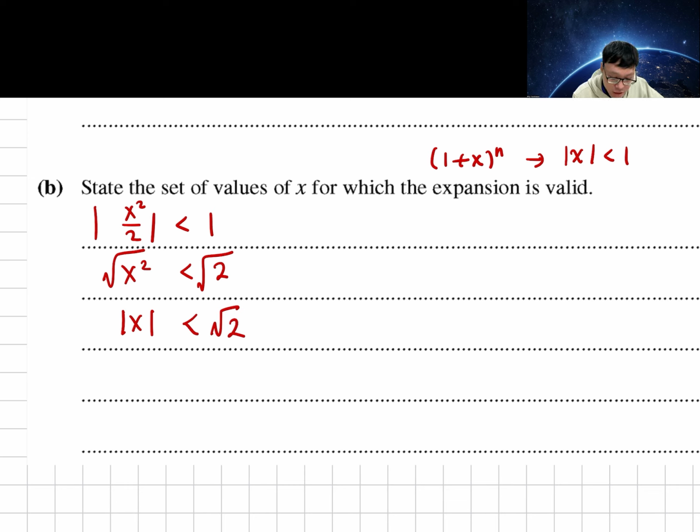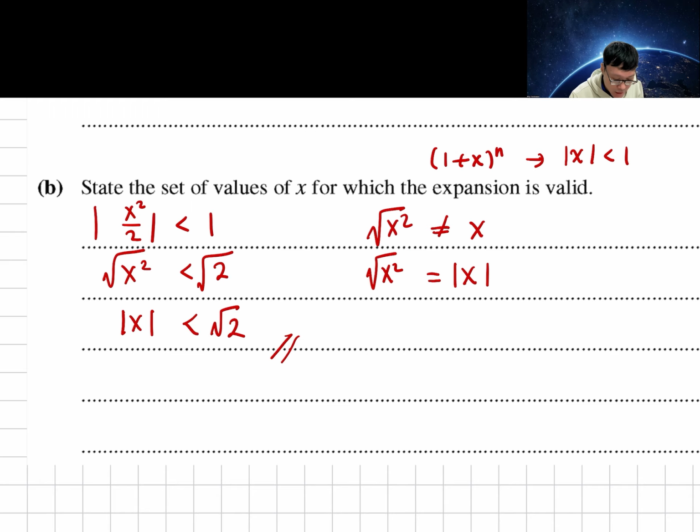Careful guys, square root of x squared is not equal to x. Because here, x can be plus, can be minus. But we know that the output of the principal square root is positive. So square root of x squared is equal to modulus of x, where x can be plus, can be minus, but the output of the square root is positive, so we have to put the modulus. So the answer is modulus of x has to be less than square root 2.